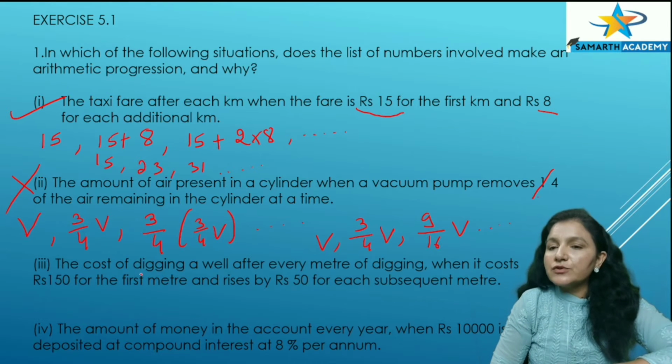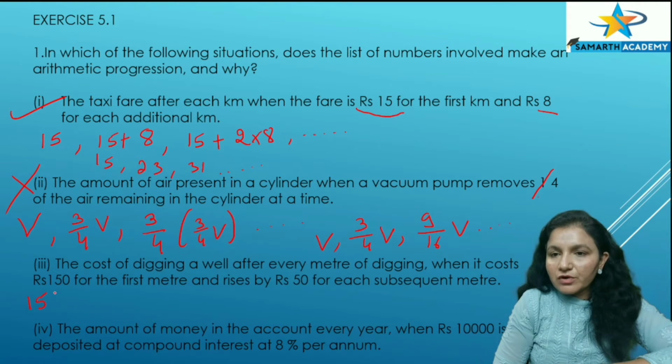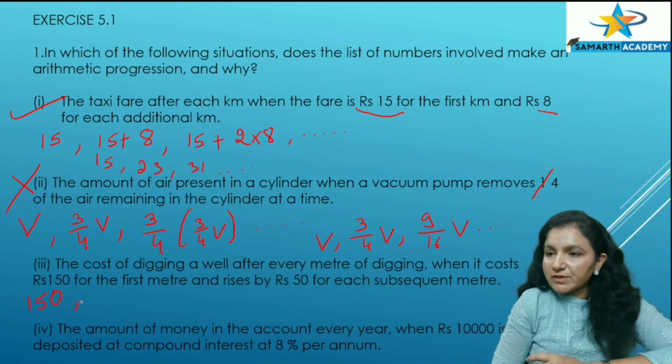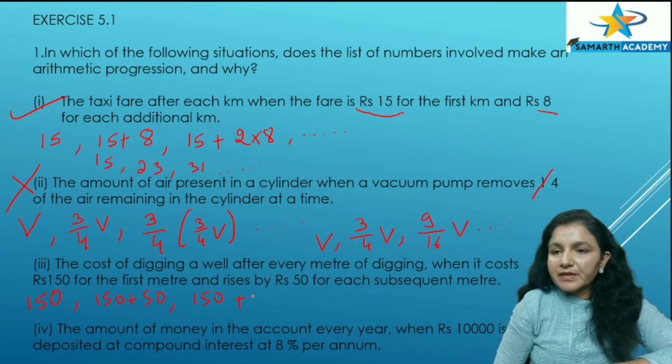Question 3. The cost of digging a well after every meter of digging, when it costs rupees 150 for first meter and it rises by rupees 50 for each subsequent meter. A person wants to dig a well for 1 meter, has to pay 150. Then for subsequent meter it is 50 more. So it is 150 plus 50, 150 plus 2 into 50 and so on.